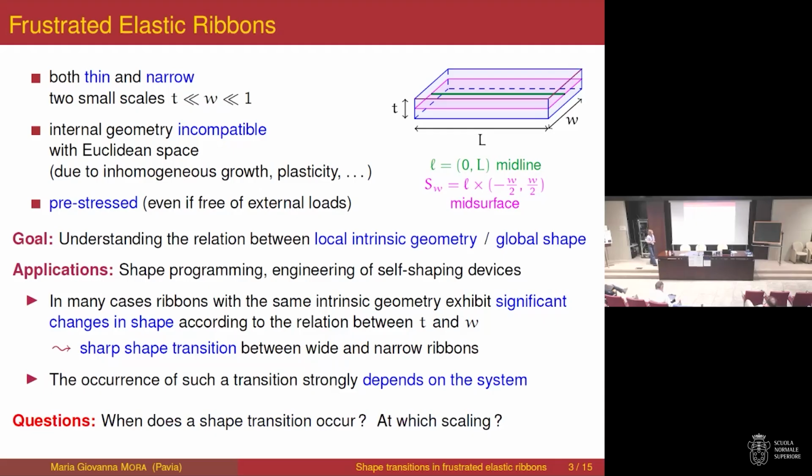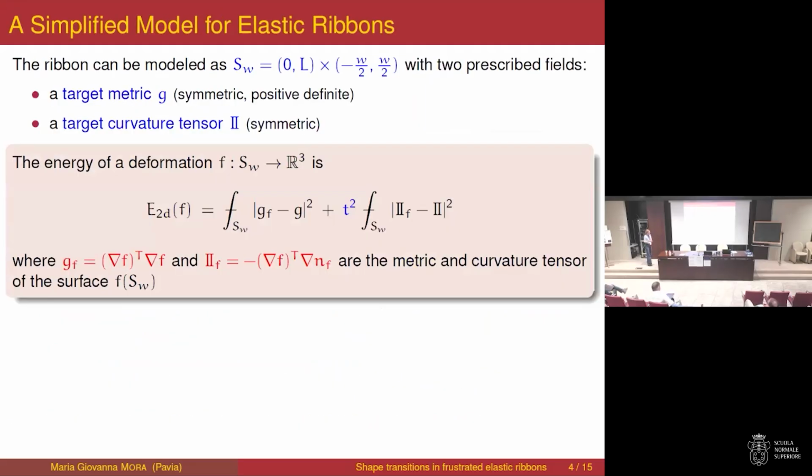Okay, so to understand a little bit how we can explain this behavior, I would like to start with a two-dimensional simplified model. This is not the one we considered with C, but it's the model used in the physical literature, and I think it's a good model to start with to understand how this mechanism can be explained. In this reduced model, the ribbon, which in principle is a three-dimensional object, is modeled as a two-dimensional strip of height W.